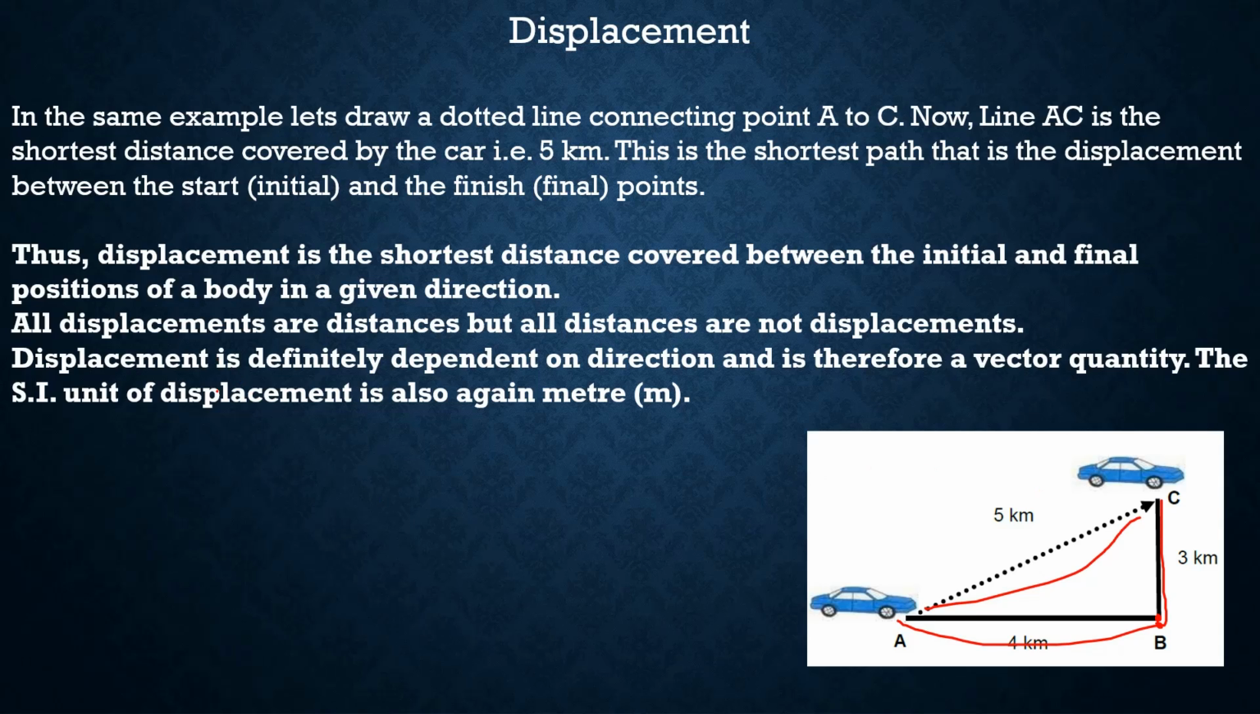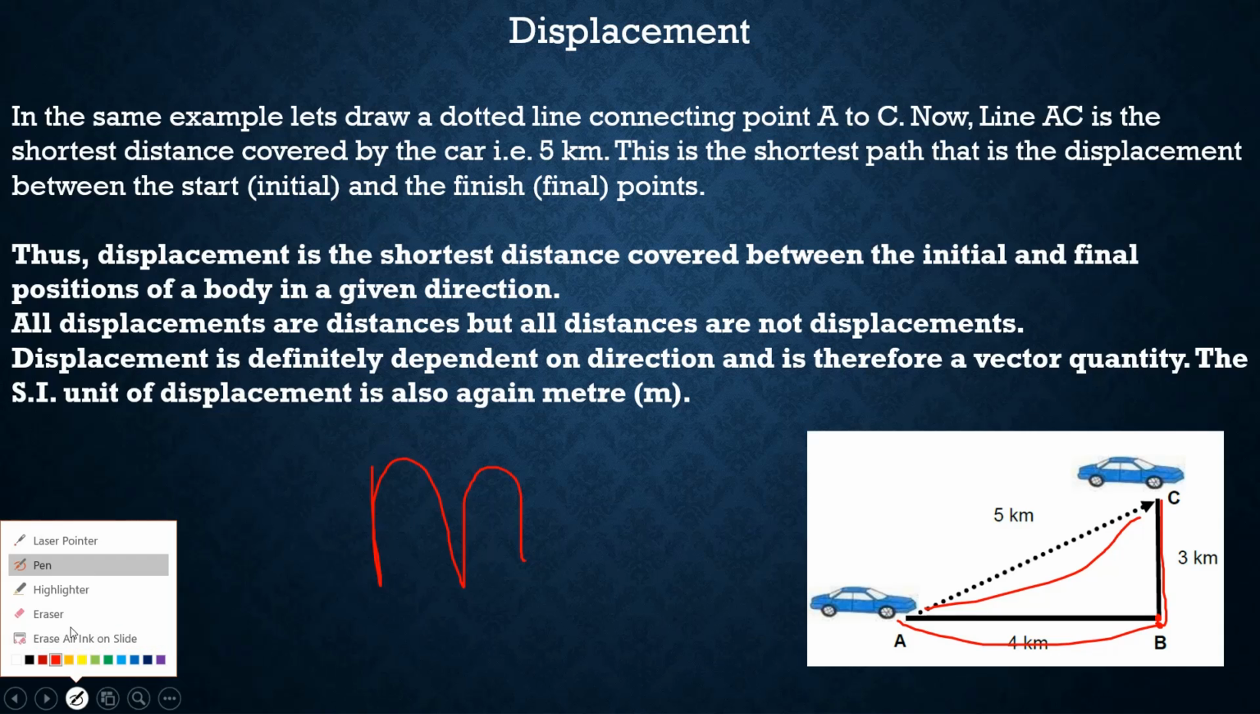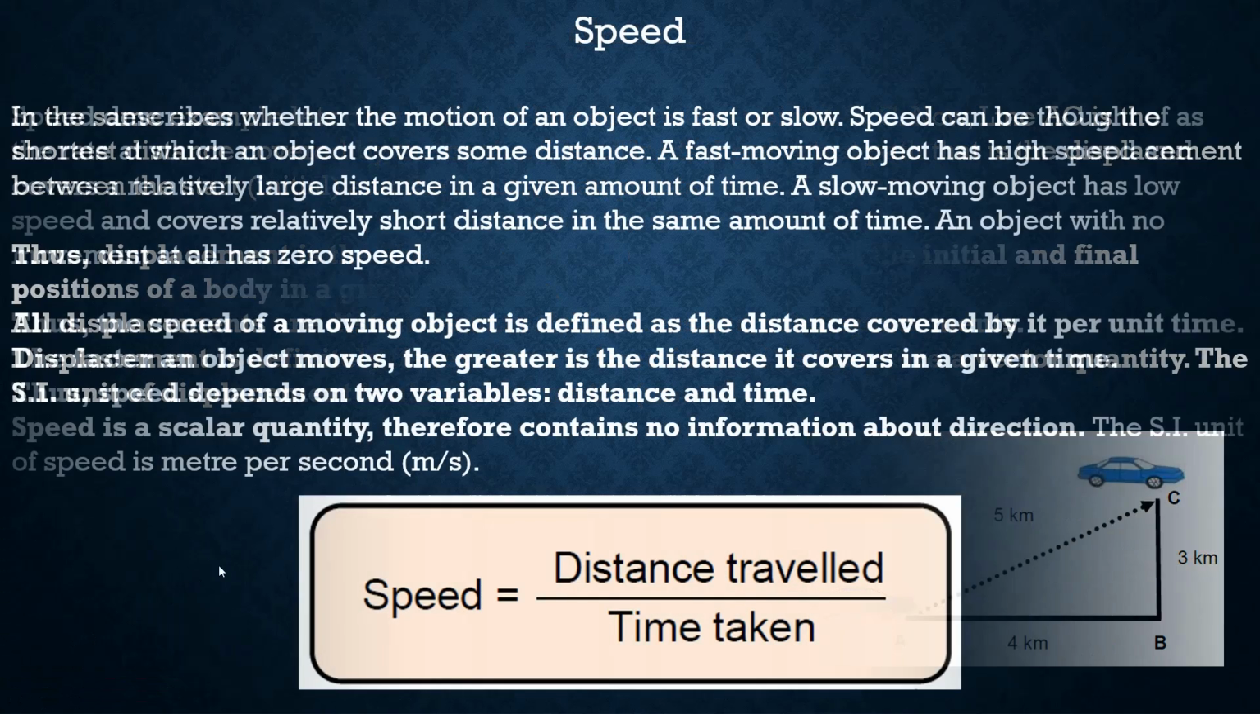And as I told you, displacement is a vector as it depends on the direction. And for displacement, again the SI unit is meter, and for bigger distances of course you can write kilometer, as shown in the image. Now let's see speed.